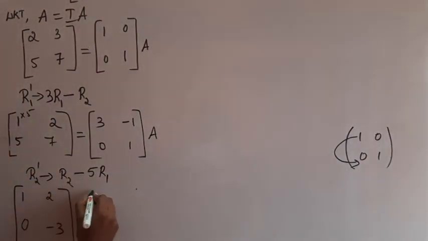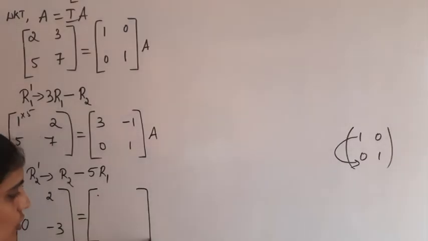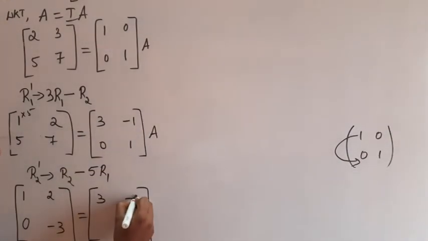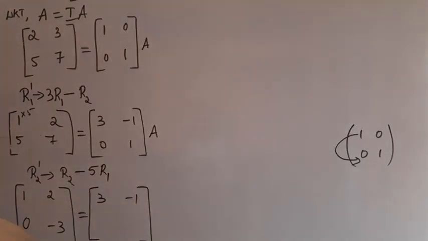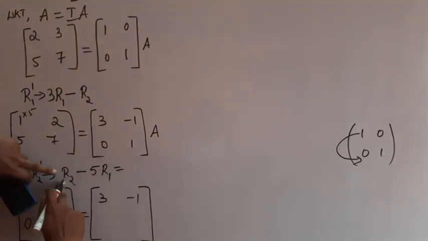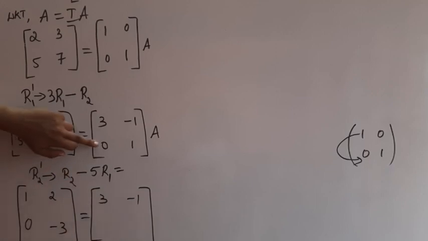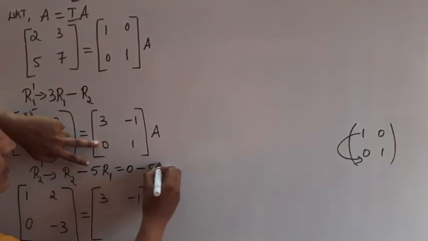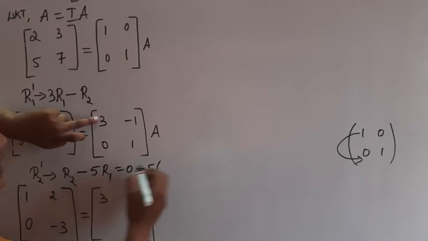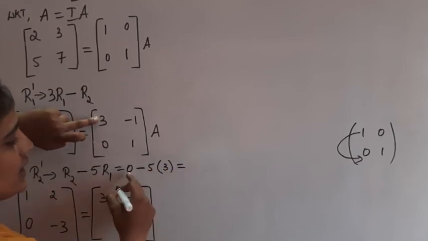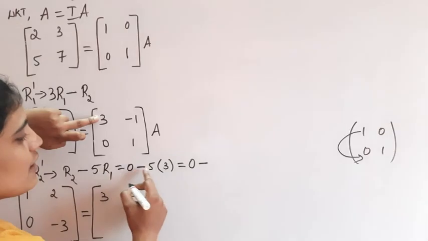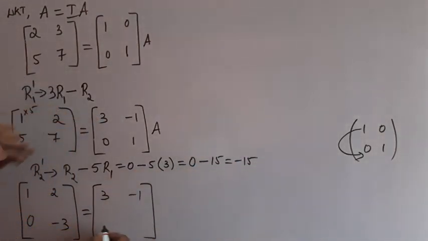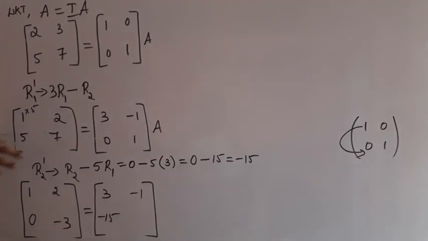Which is equal to, on the right side, the same elementary operation has to be applied. So which is equal to the matrix. Here we are changing only the second row, meaning write the first row as it is, that is 3 minus 1. So let us apply the operation now. R2, what is the first element of R2? R2 is 0 minus 5 into R1. The corresponding R1 is 3. Okay. That is 0 minus 5 3s are 15. What is 0 minus 15? We get minus 15. Okay.